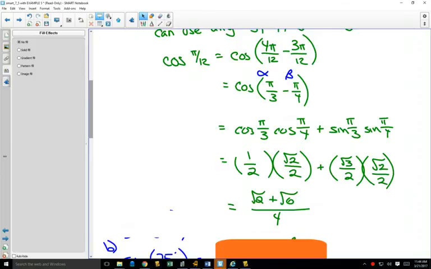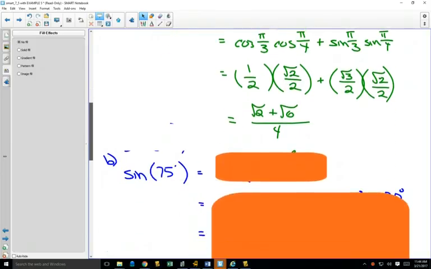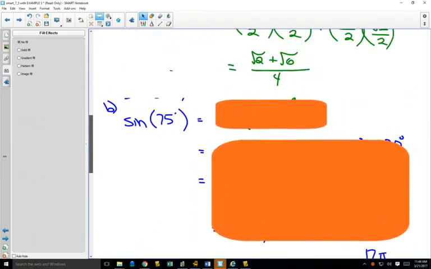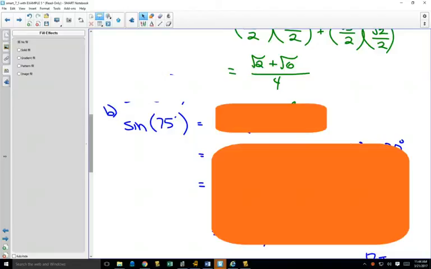So our first example was using 15 degrees or pi over 12. Our next example here is looking at sine of 75 degrees. So 75 degrees, I'm going to slide this up. This is equal to sine of 5 pi over 12. But now we're working in degrees, so now you got to think, on your pi plate, do you know two values that add or subtract to get 75 degrees?